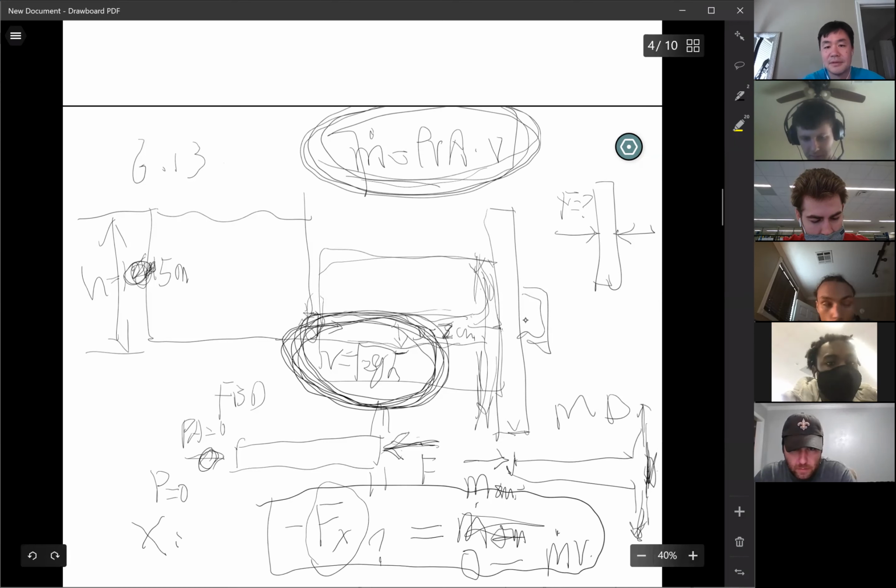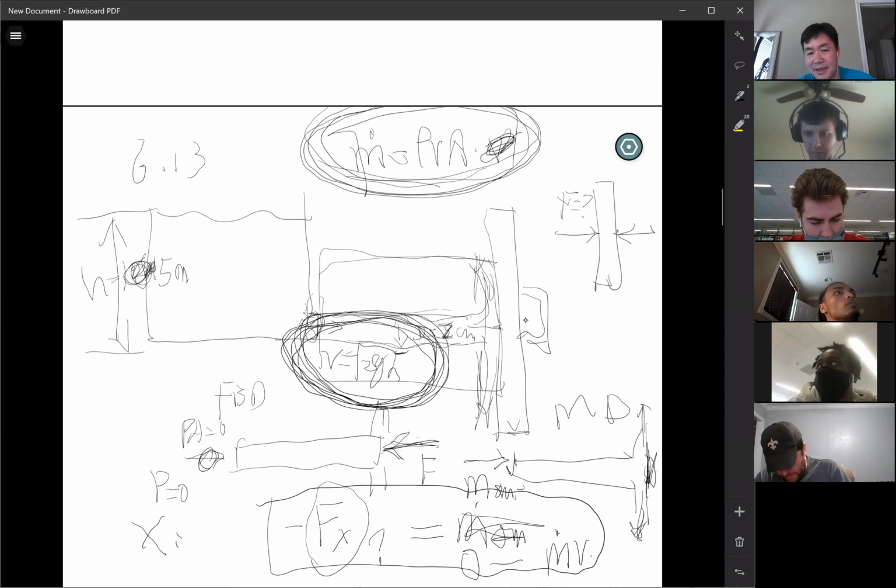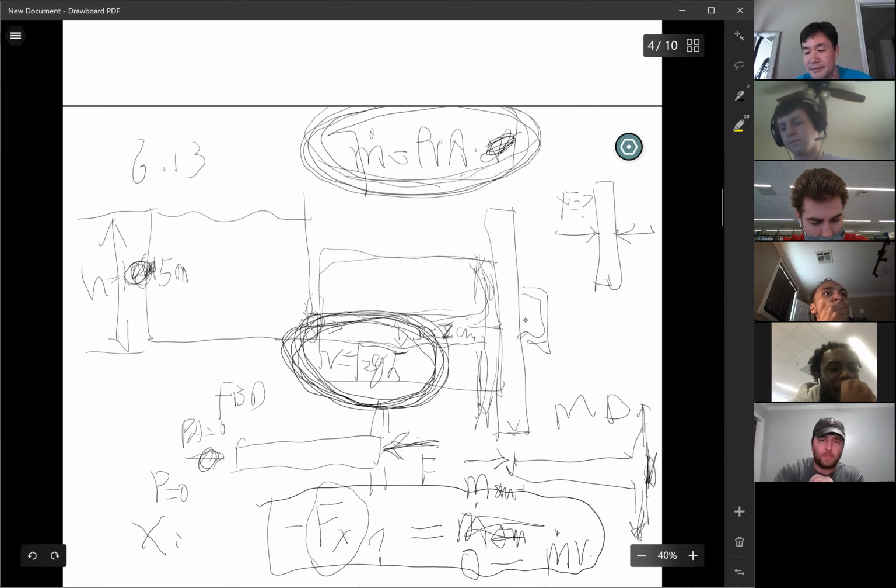Can you? Rho VA, right? Mass flow rate is just rho VA. Density, velocity, you calculate it here. Area: the diameter of this jet is 2 centimeters. Can you calculate the area?